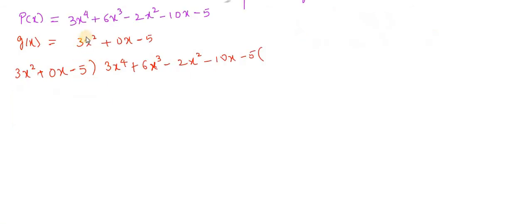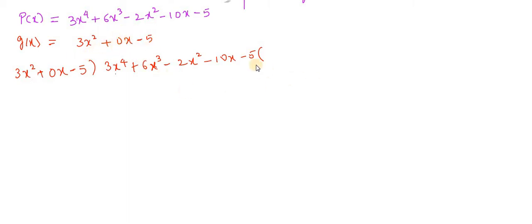Okay, what is our aim? We need to make the first term 0. Before that, check whether it is in standard form, that is, from the highest degree to the lowest degree. Yes, in p of x, 4, 3, 2, 1, 0. Yes, it is done. And in g of x, 2, 1, 0. Yes, it is already in the standard form, and g of x we converted to the standard form.